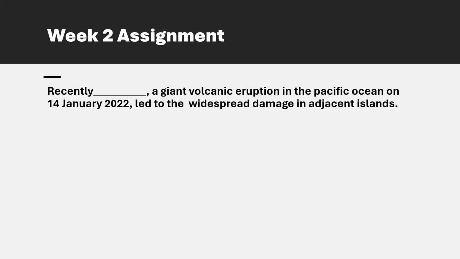Now we'll discuss the week 2 assignment. If you have any doubts, you can ask me. I will not be providing the options here because you might have already done the assignment, so just give me the answer. Recently, a giant volcanic eruption in the Pacific Ocean on 14 January 2022 led to widespread damage in adjacent islands. Yes, Kausalya, the answer is Hunga Tonga.